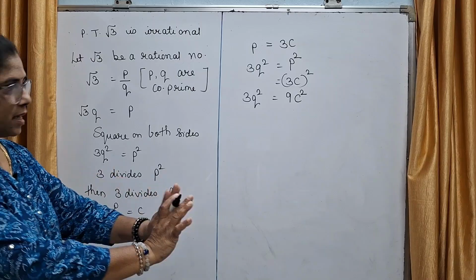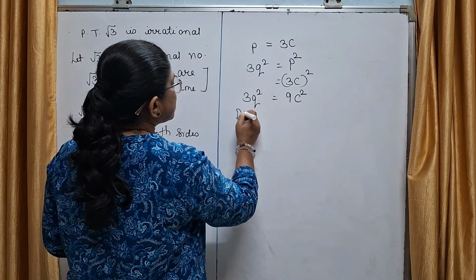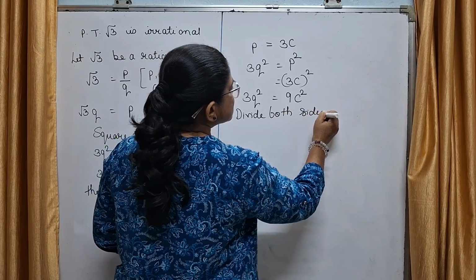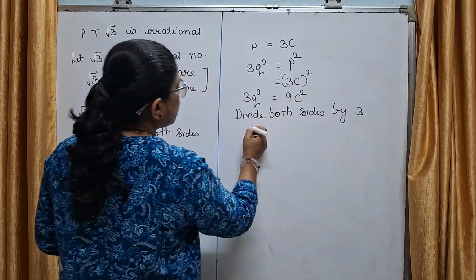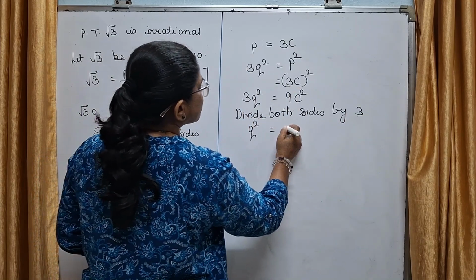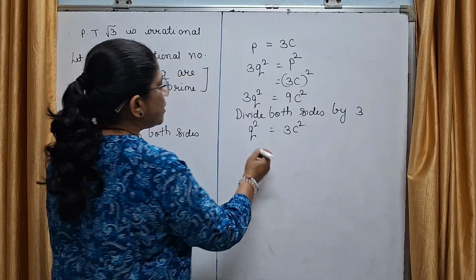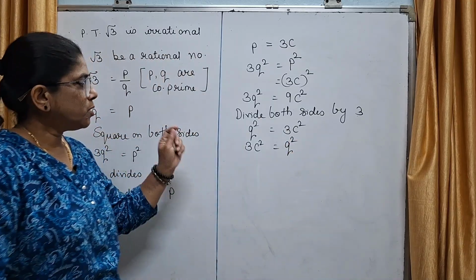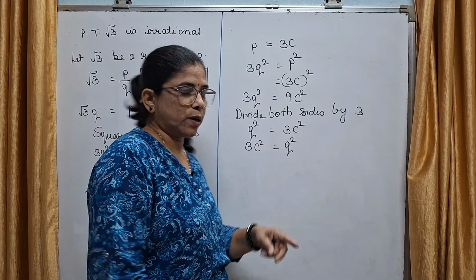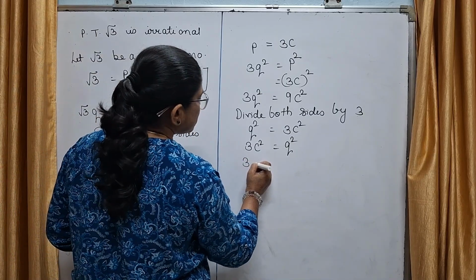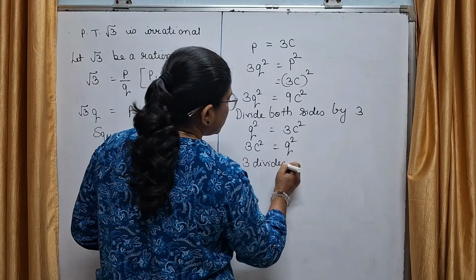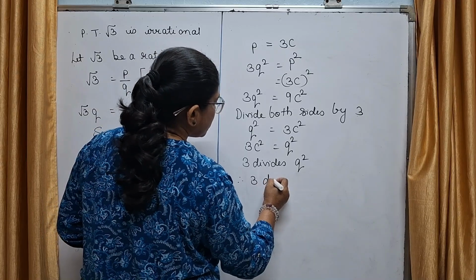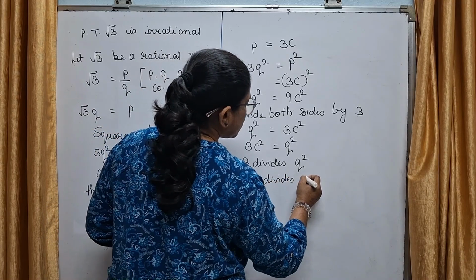We will divide both the sides by 3. We get Q square is equal to 3C square. Means 3 into something, we get Q square. Means here 3 divides Q square, and therefore 3 also divides Q.